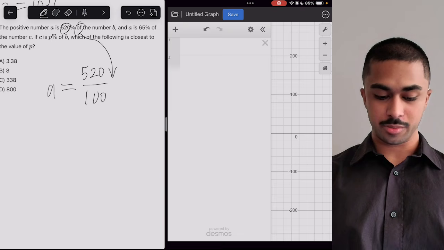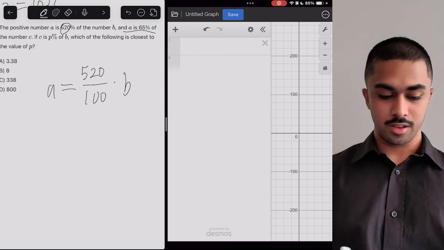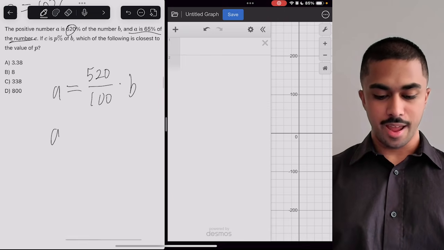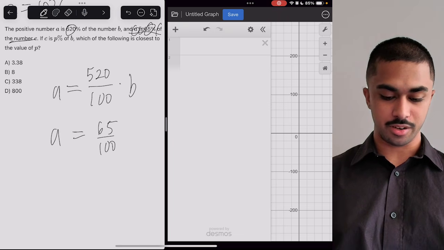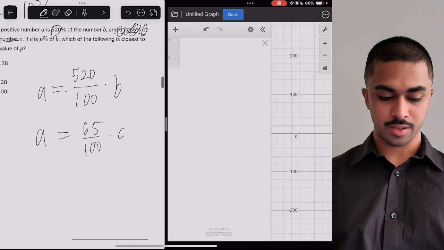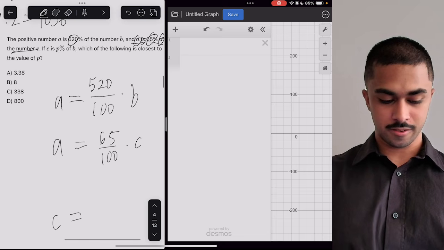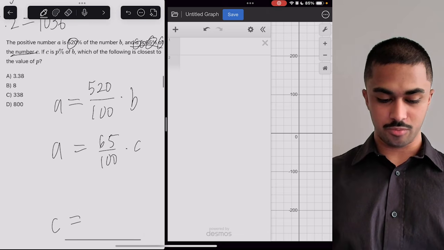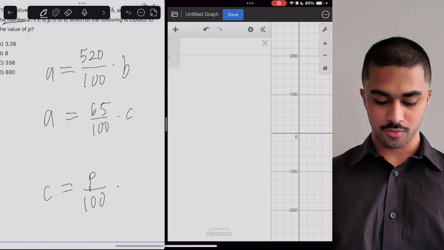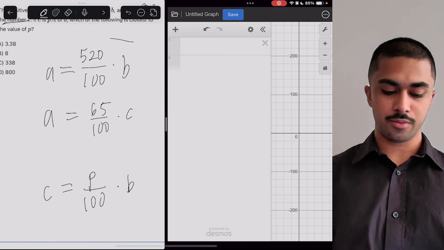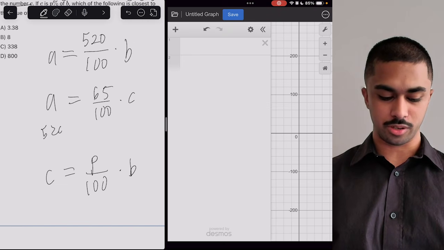Okay, of always means multiplication. So multiplied by the number B, and then this part, A is 65%. So A is 65% of the number C. And the final equation that we want is C is P% of B. P%, again, P over 100 of B. I think from here, a lot of you will have the right next step of just setting these two equal to each other.